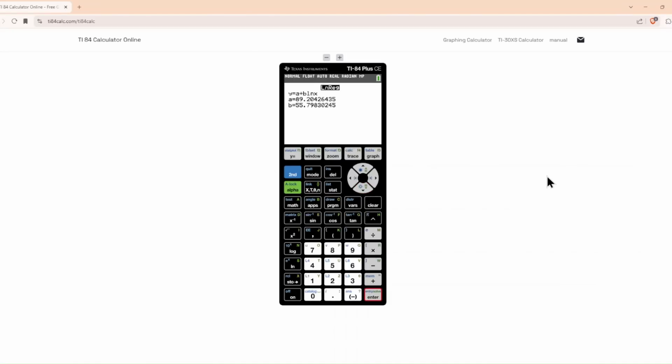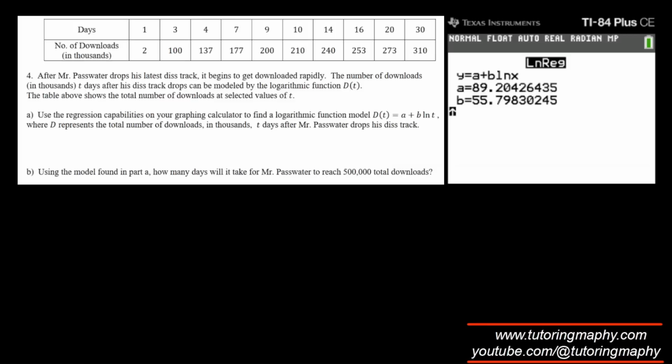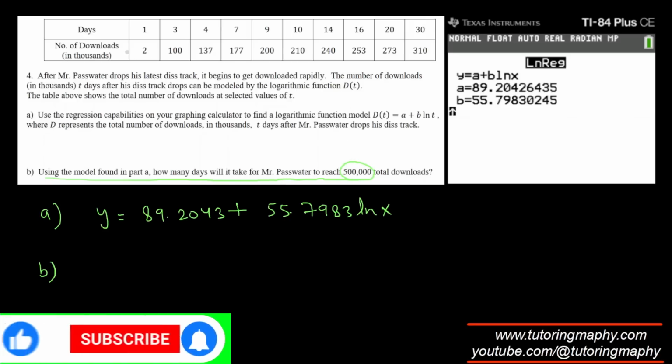So this is our log model. Over here, the answer to part A will be y is equal to 89.2043 plus 55.7983 ln x. That is the equation, and they're asking to use this model to find how many days will it take for them to reach 500,000 total downloads. And x are the number of days, right? Here, x are the number of days.